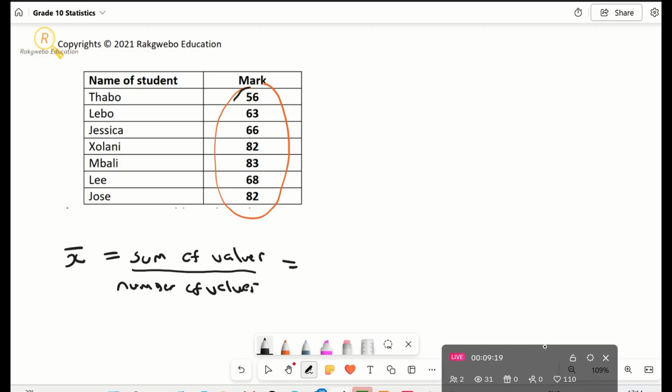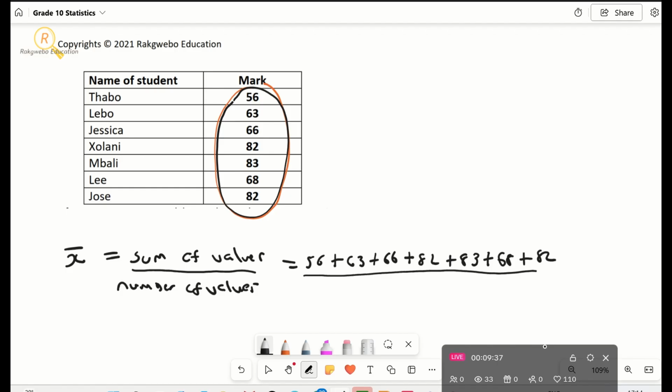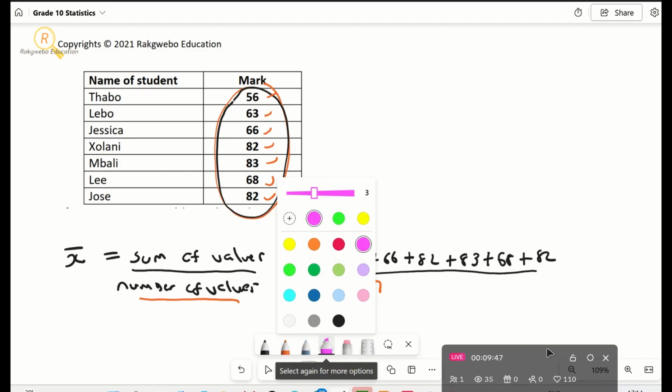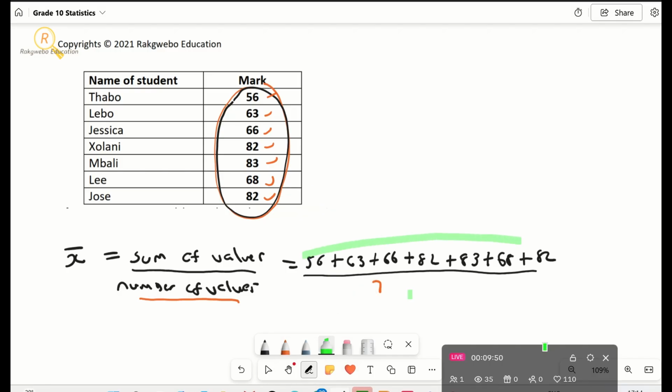So you're going to add all of this, right? 56 plus 63 plus 66 plus 82, 83, 68, 82, all over the number of values. We've got 1, 2, 3, 4, 5, 6, 7 values. So you're going to punch that into a calculator. But the best way to go about it is to first punch in just this, without the over sign, get a total, and after that divide that by 7.